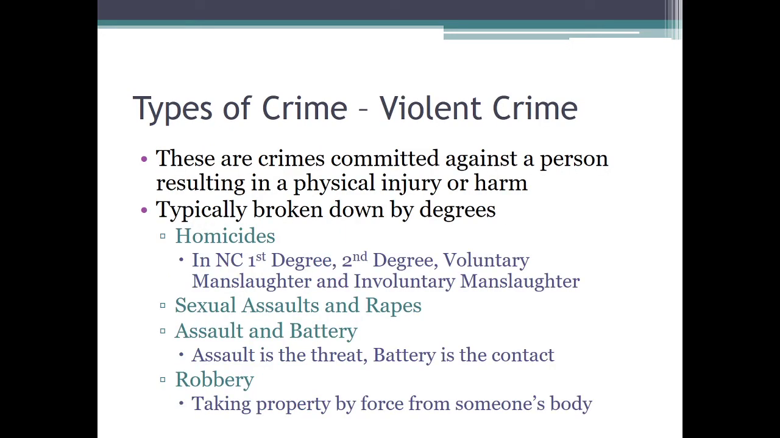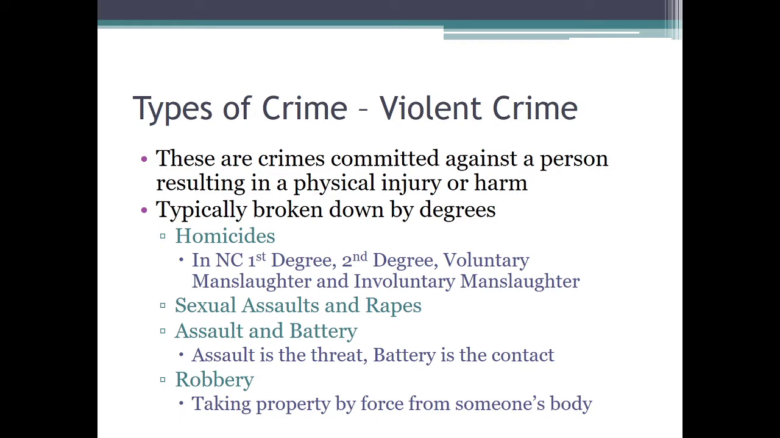Okay, let's jump to the first type of crime. This is the type of crime I would say that most people, when they think about crime, this is the first image that really forms in their minds. And this is violent crime. These are crimes committed typically by one person, sometimes in pairs or with others, but typically by one person against another person, resulting in a physical injury in most cases, or harm. Now, the worst of these will be your homicides.